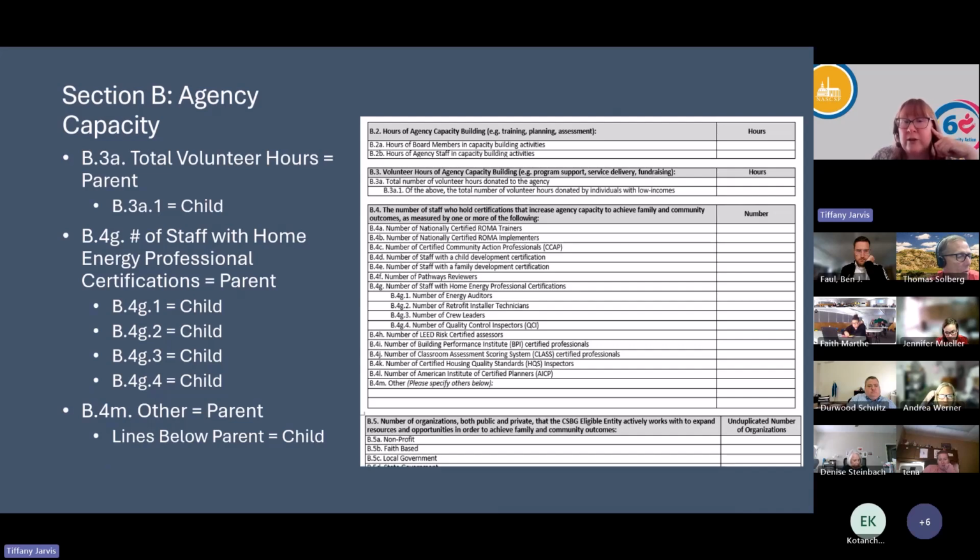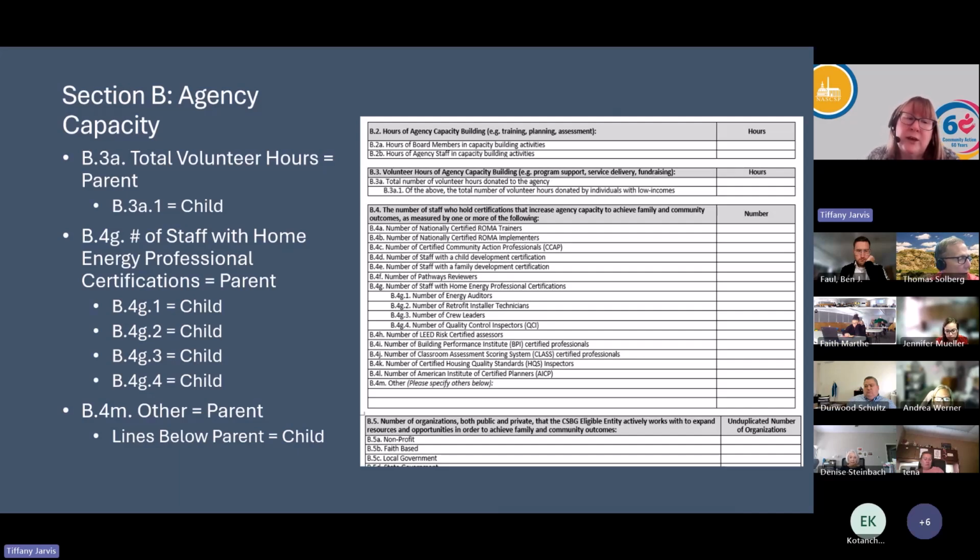B3A, total volunteer hours, is the parent. And of those hours, how many were donated by individuals with low incomes? So again, you have the visual of indentation. You also have a numeric differentiation, because if you have a 3A and a 3A1, that's implying also a child to the larger one. And we've already talked about 4G.